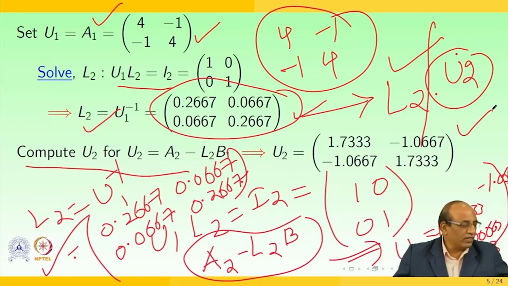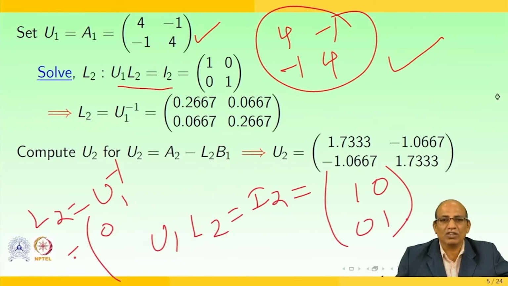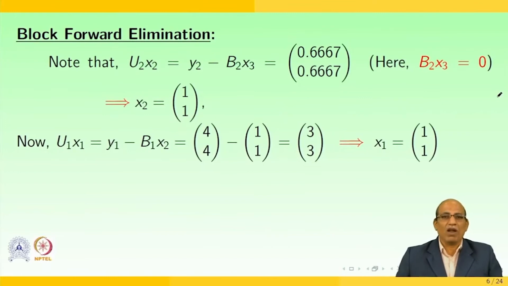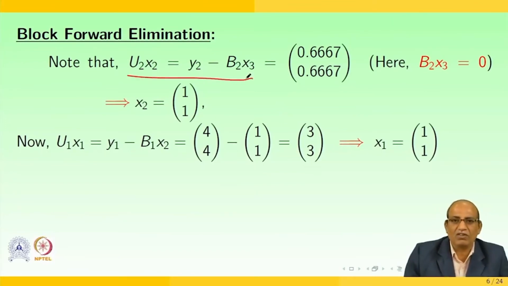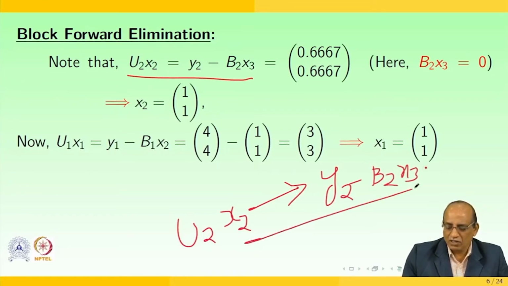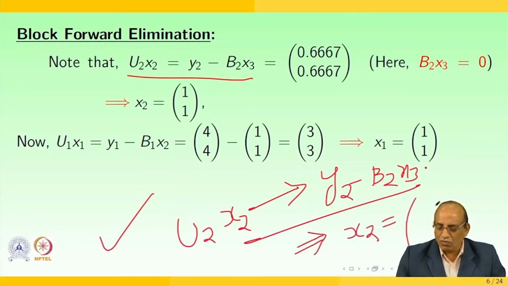So if you go further, we can find the solution to the system in the following fashion. Now look here, block forward elimination. What is the block forward elimination? U2 times X2 gives Y2 minus B2 X3. So I get this matrix, which implies X2 turns out to be 1, 1, right?